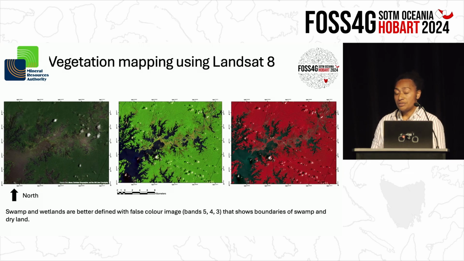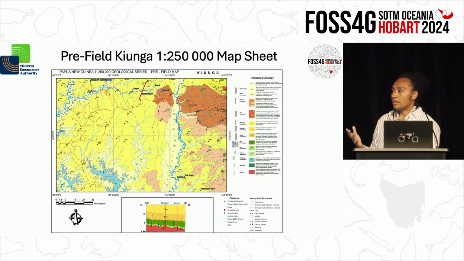Vegetation mapping was done using Landsat 8, so swamps and wetlands are better defined with false color images that show boundaries of swampy areas and dry land. This is the outcome of the geological map sheet that we generated. It's just a desktop map, before going out to the field.